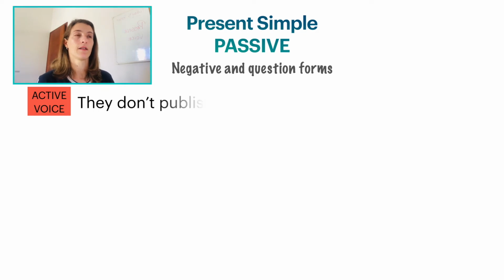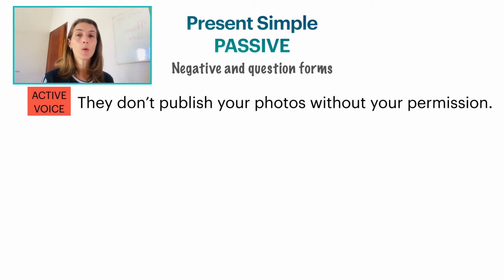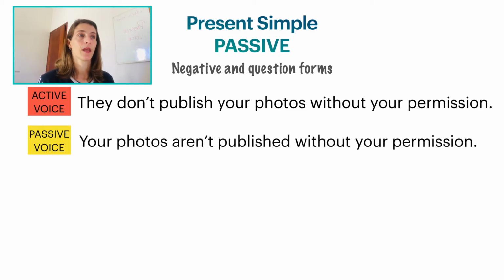Well, they don't publish your photos without your permission. Ellos no publican tus fotos sin tu autorización. So, we have a negative sentence in the simple present, okay? Don't publish. And let's see how we form the passive voice sentence. Your photos aren't published without your permission.